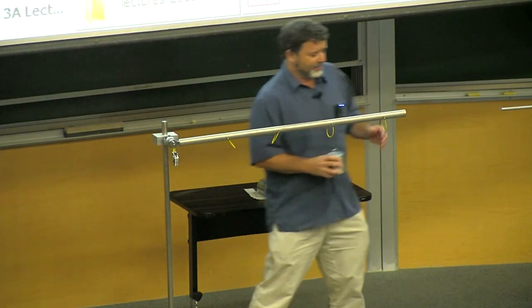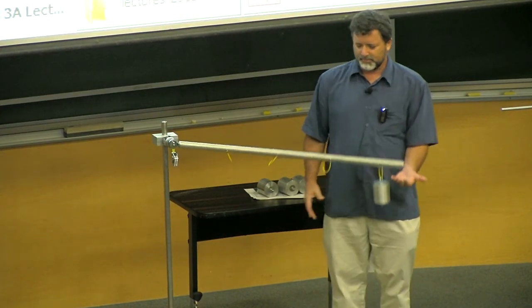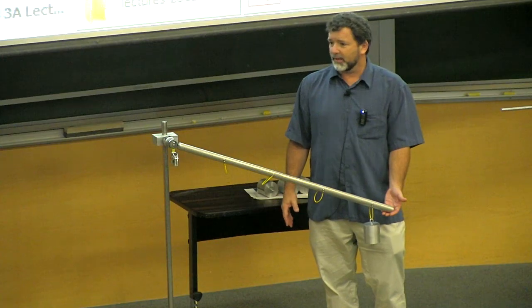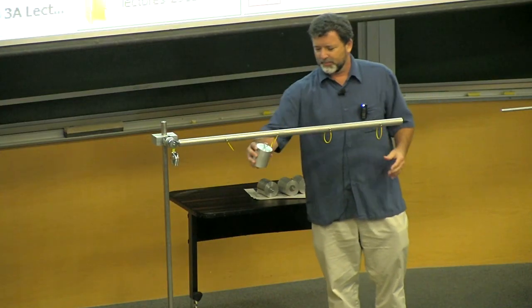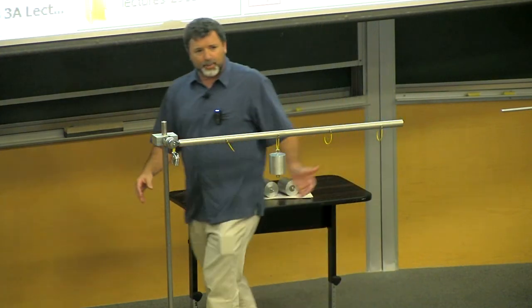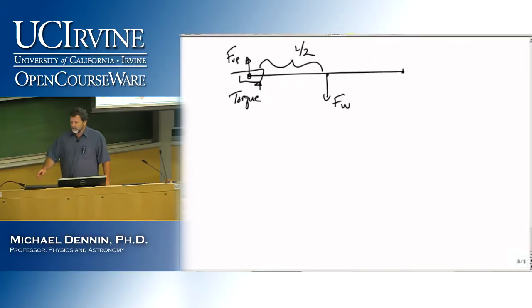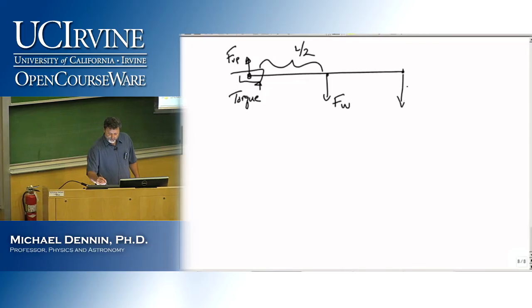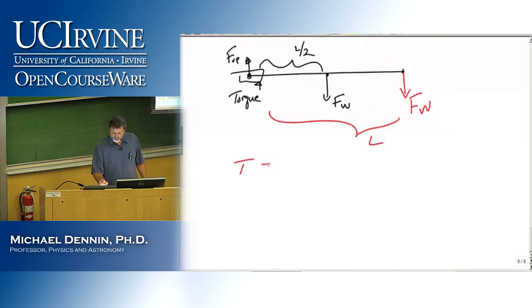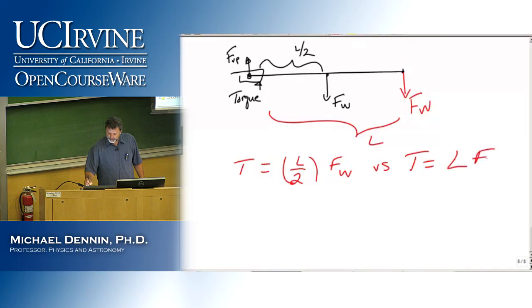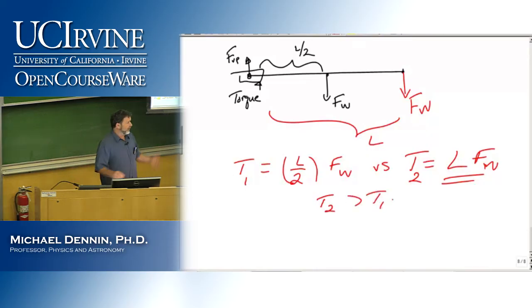Now, if I hang the mass here, it accelerates. It starts to rotate. And notice, I didn't change the force any. The force is still the same mass. I just made r bigger. So if I come over here, and I have now a force over here, I'm now using L. So I'm comparing the torque equal to L over 2 times Fw versus the torque being L times Fw. And of course, T2 is bigger than T1, and it starts to bend.